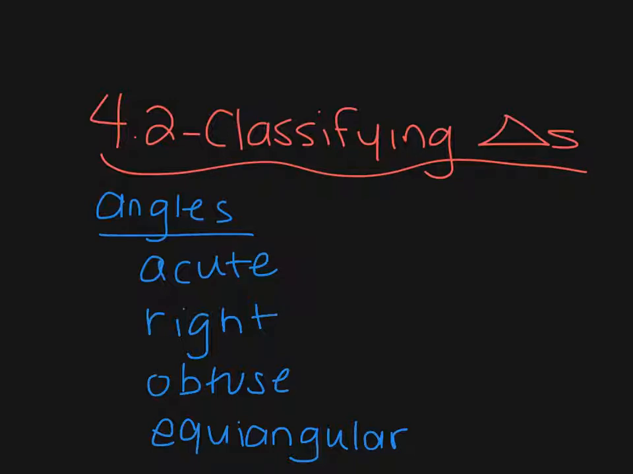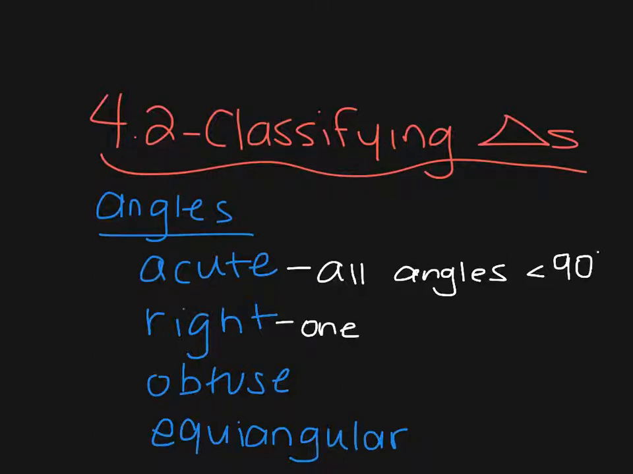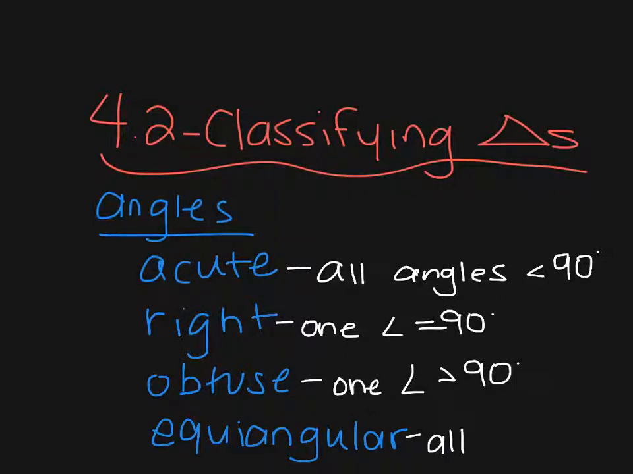How do I know it's acute? Less than 90. Good. All angles less than 90. How about right? One angle equals 90 degrees. Obtuse? One angle greater than 90 degrees. And equiangular, all angles are equal.